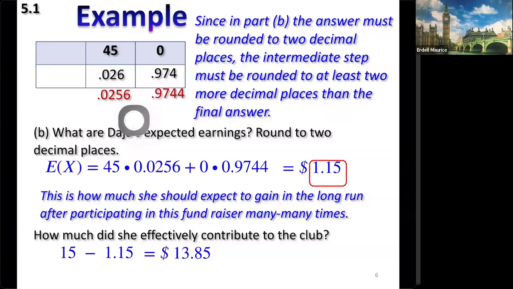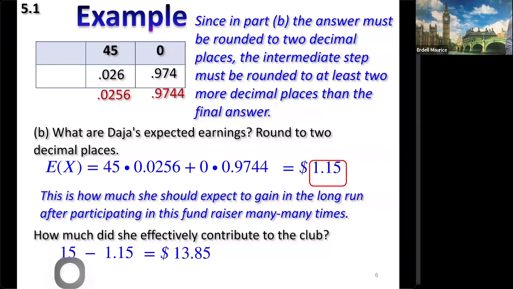Yes? Well, actually, all 100 times, she gives them $15. And so what this is saying right here is that if I did this 100 times, the club will get $1,385, and she would get $45 back three times. Does that make sense? And so that will account for the total of the $1,500 that she spent over the 100 raffles that she participated in.